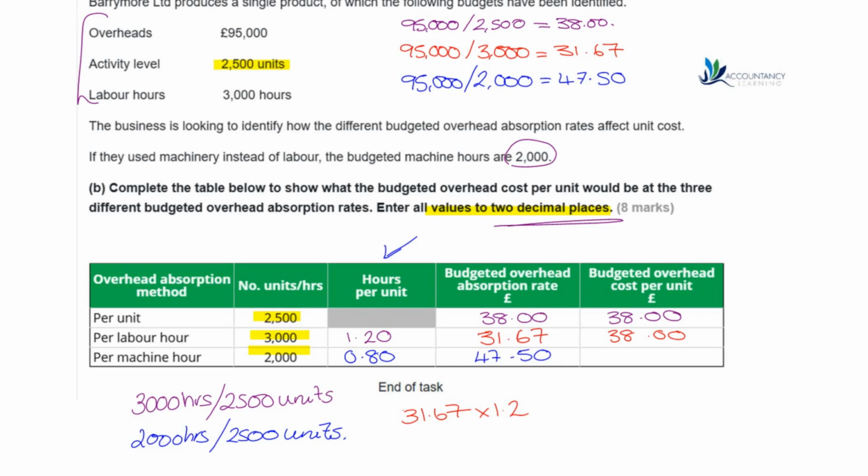And once again, just like we did with labour hours, we now need to work out the cost per unit, but we first have to multiply our overhead absorption rate by our hours per unit. So multiply it by 0.8, and as it happens we get £38 overhead cost per unit again. And that's the end of task 4.